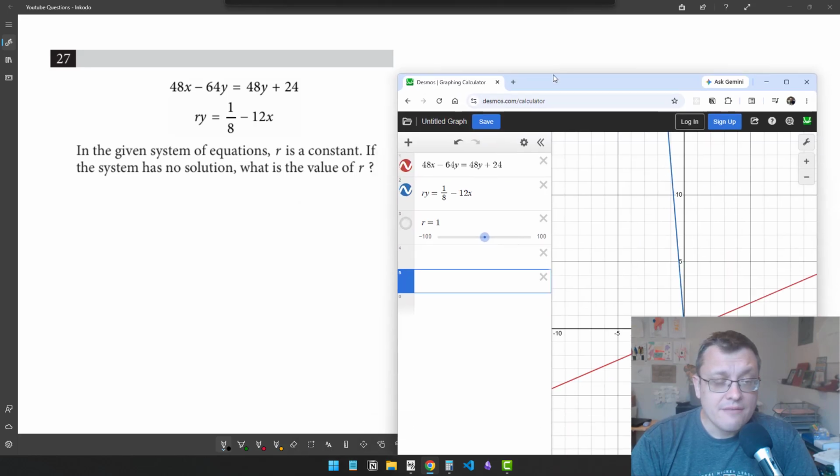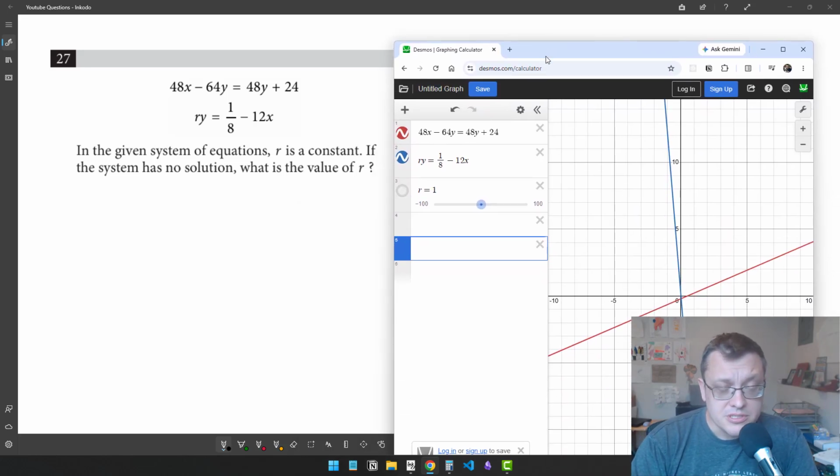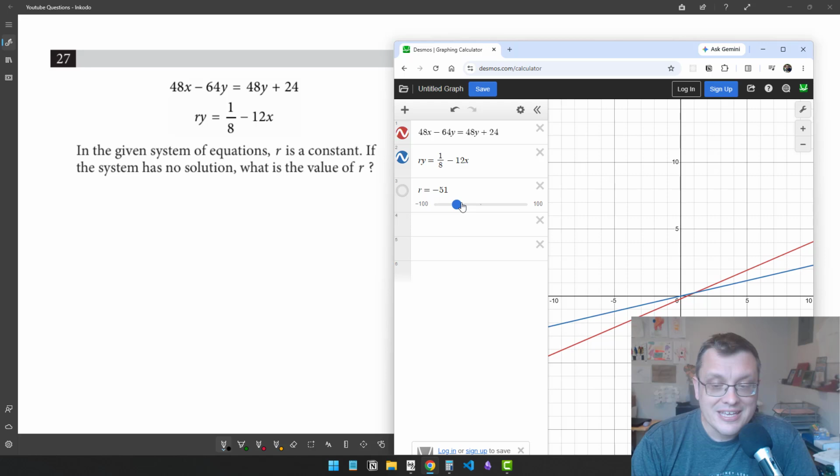We need this system to have no solutions. What does it mean if there's no solutions? It means they never intersect. When does that happen? It happens when the lines are parallel. So I need to fiddle around with this slider until I get something that looks parallel. And that also, to me, is a concern. We have to eyeball it, which, as long as we're careful, we're probably going to be okay.